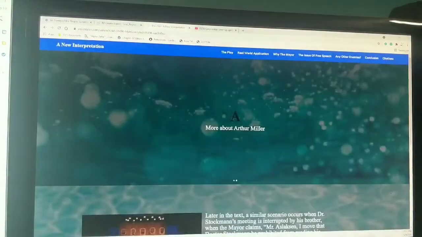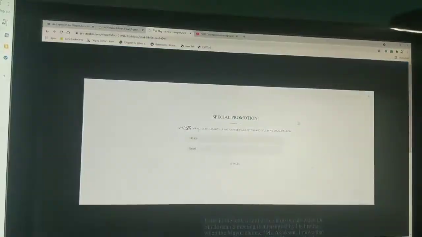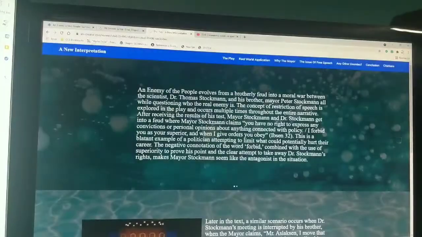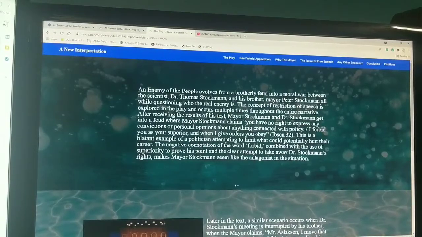This part of the website is about the actual play, An Enemy of the People. An Enemy of the People evolves from a brotherly feud into a moral war between the scientist Dr. Stockman and his brother Mayor Peter Stockman. The concept of restriction of speech is explored in the play and occurred multiple times throughout the entire narrative.